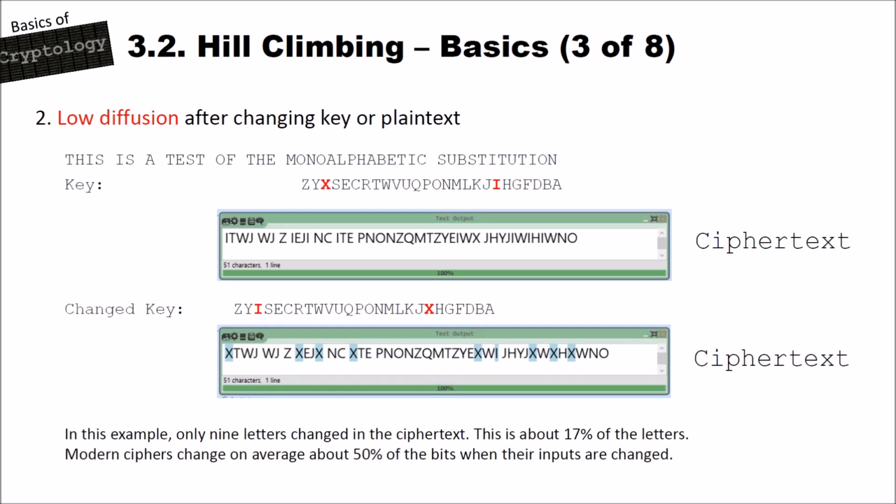The second vulnerability that we have is low diffusion after changing key or plaintext. And here I have an example of what this means. So we have here a text.